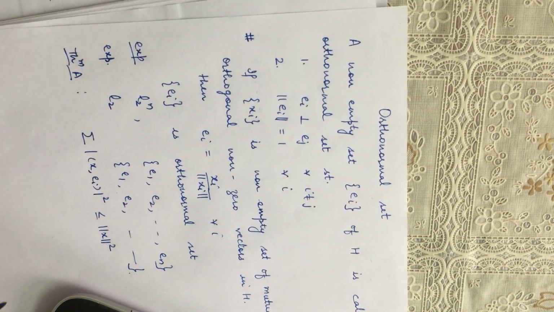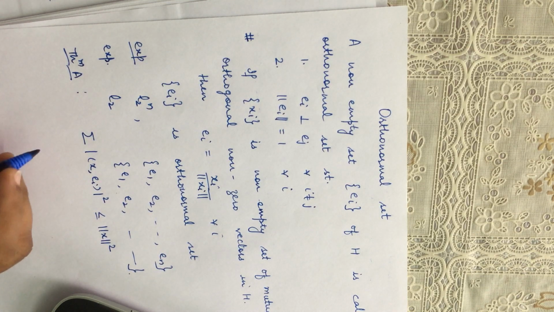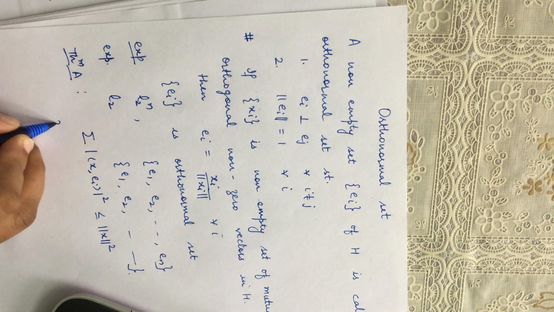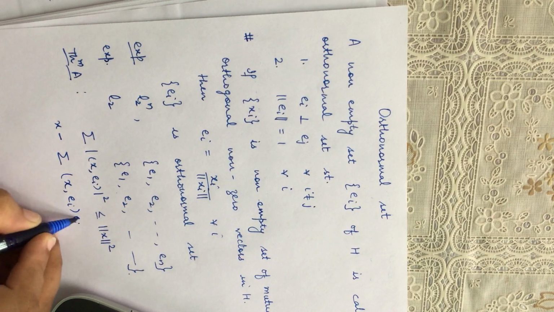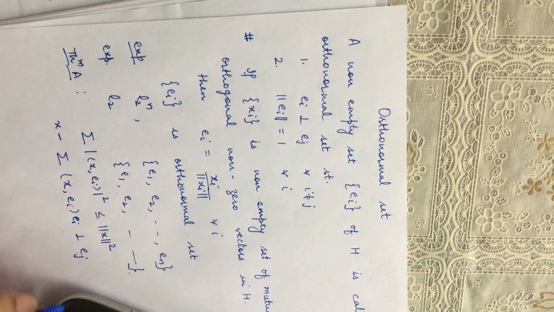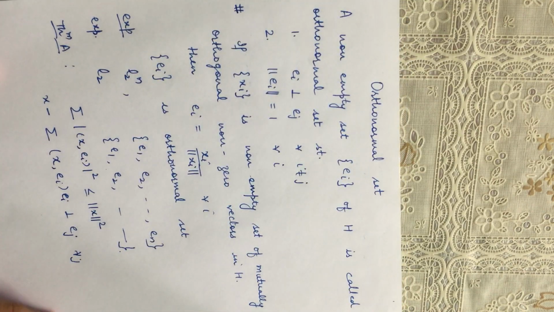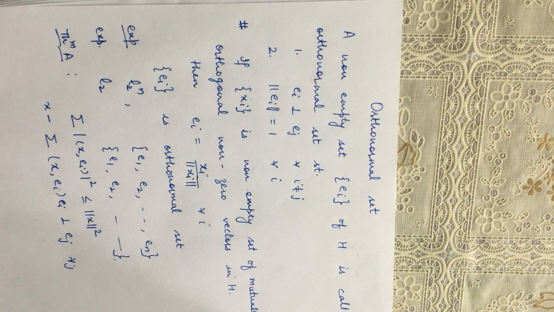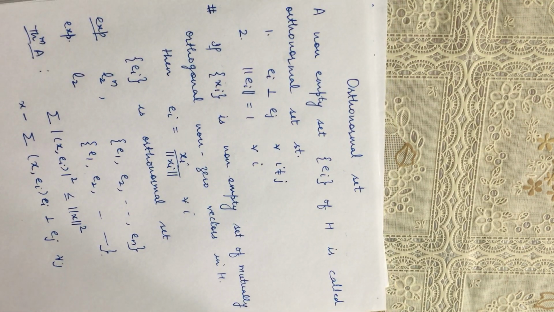So let us continue. We have to prove that the summation of mod of the inner product of x and e_i, whole square, is less than or equal to norm x square. Further, in the same theorem, we have to prove that x minus the summation of inner product of x and e_i times e_i is perpendicular to e_j for each j. These two results are very easy to prove. You can see it from the book.